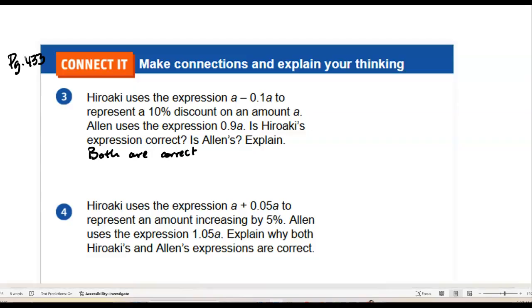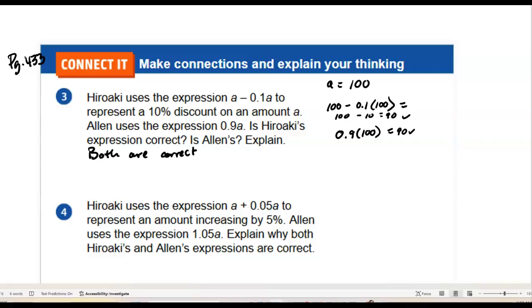So pretend A was equal to 100. So if I do 100 minus 0.1 times 100, let's see what I get. And if I do 0.9 times 100, let's see what I get. Well, here I would do 100 minus 10, which is equal to 90. And here 0.9 times 100 also equals 90. They both give me the same exact answer.